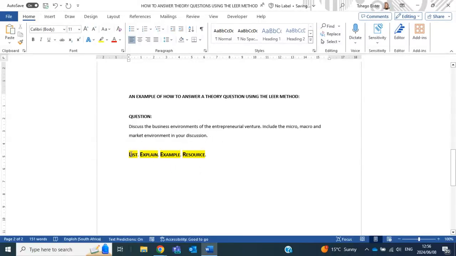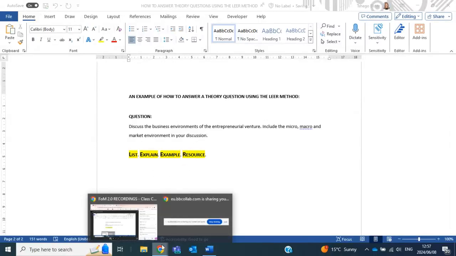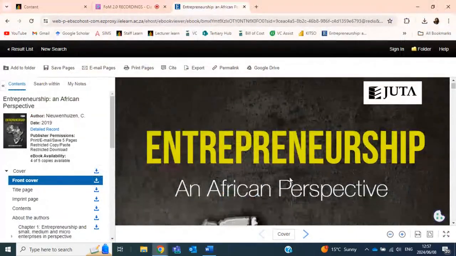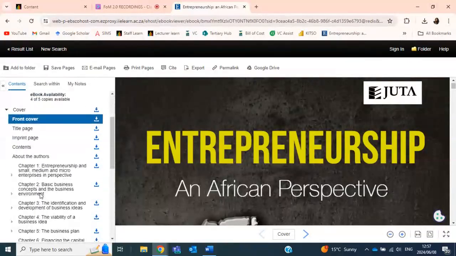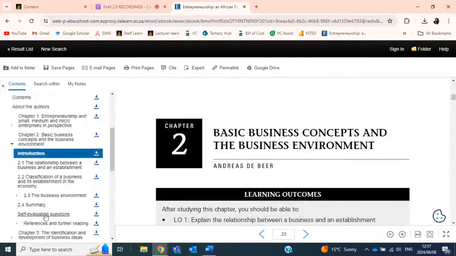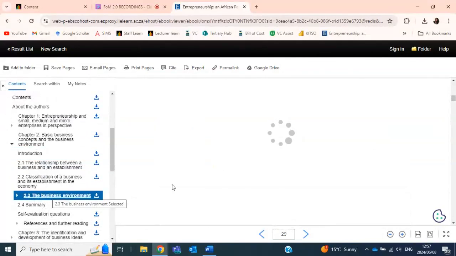So again, what you're going to do is you're going to list, you're going to explain, then you're going to provide an example, and then you're going to provide an additional resource. So I've already gone ahead and opened the textbook that we have relevant for this. It's entrepreneurship. And the phenomenon or the business environment that's been talked about is in chapter 2. So if we go to chapter 2, here we've got the business environment, and now we can start talking.